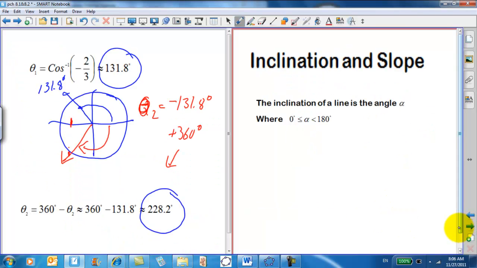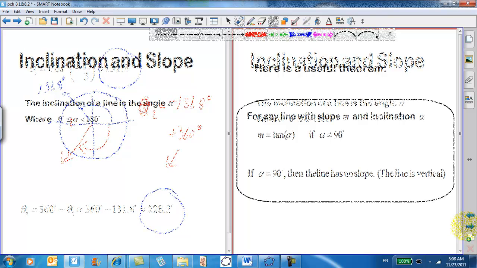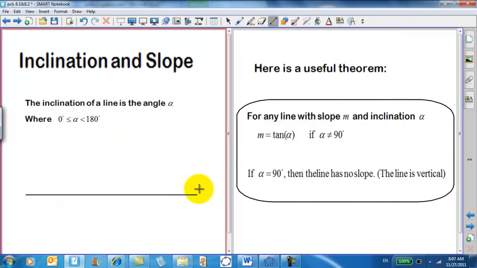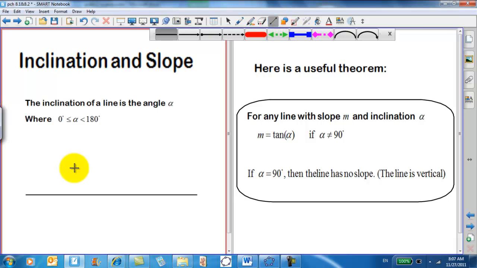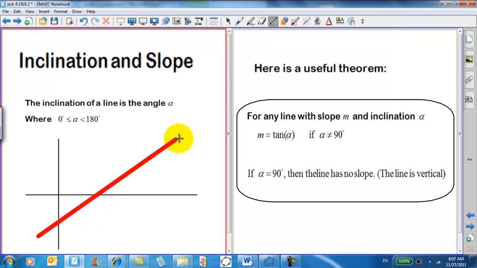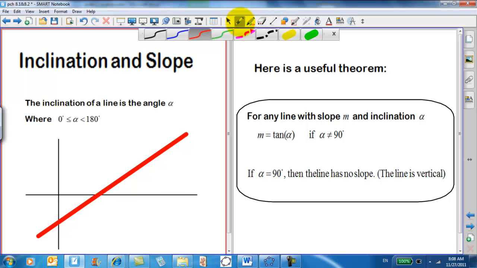So, inclination and slope. The inclination of a line, alpha, is the angle alpha between the line and the x-axis. So we can draw a line. There's the x-axis and the y-axis, and then we have some line that goes like this. And the working angle alpha then is this wedge like this. Here's alpha.